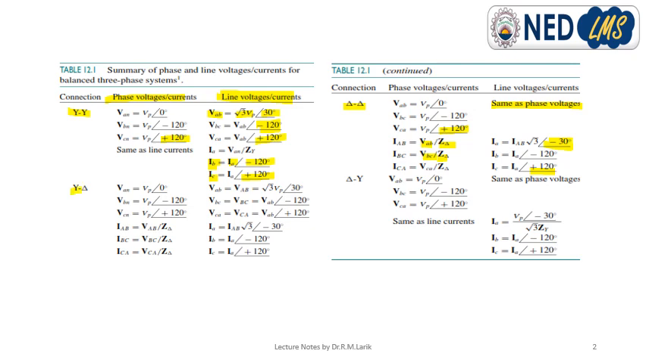In the case of Y-delta, you have all the same properties of Y on this side and the same properties of delta on this side, as we discussed.